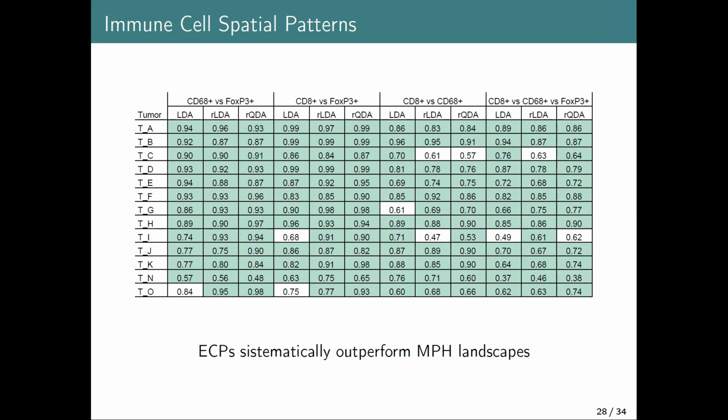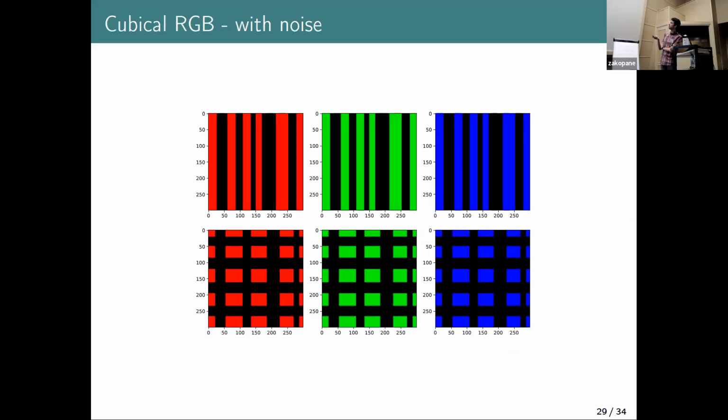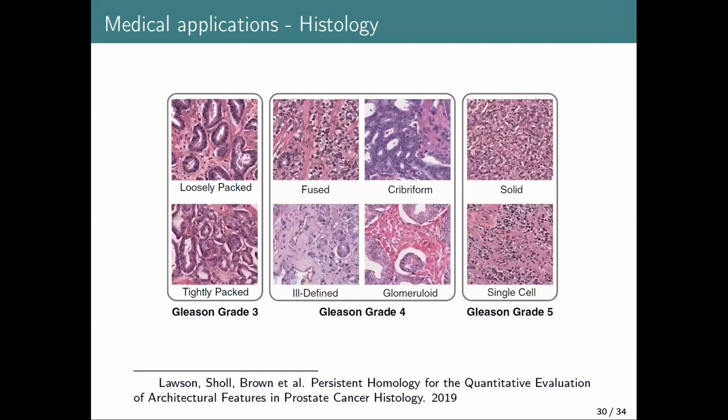I don't think I have time to go into a fun example for just RGB images, but I'm happy to discuss it later. Let me just stay on the real world application, so I will skip this. So that was an example for point cloud type data.